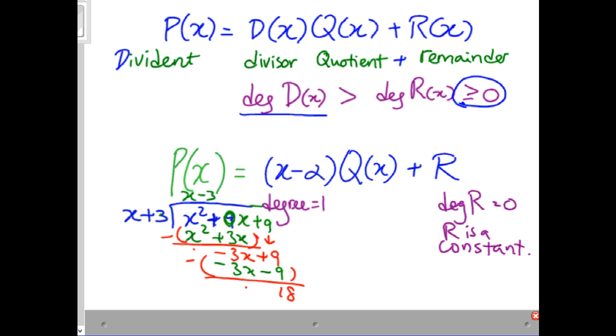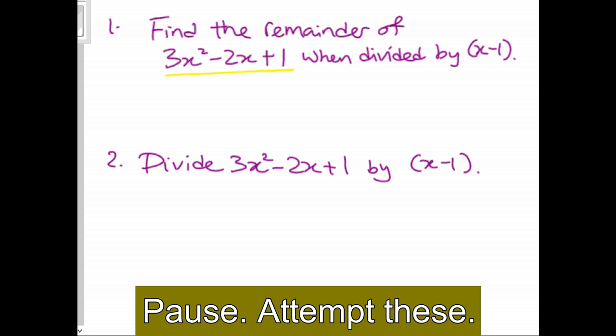Another way of saying it is that if I write this out, x squared plus 9, I have to write it as the divisor x plus 3, and the quotient is the one on top. The green thing on top is the quotient, x minus 3, and then my remainder is this one, plus 18. That's my remainder.